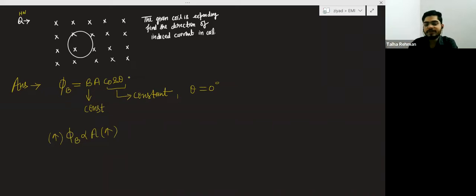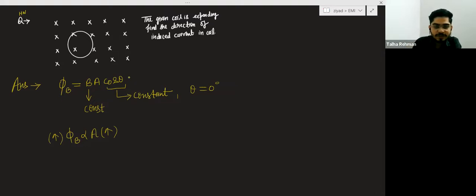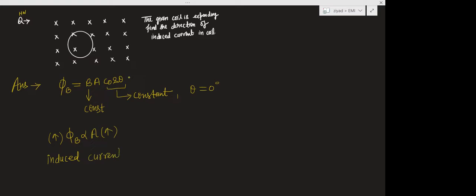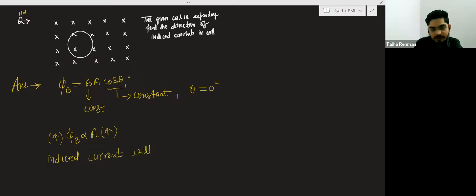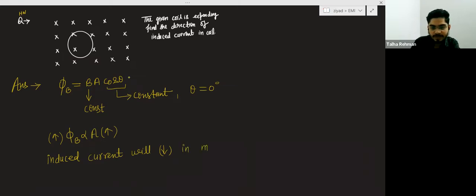We know that whenever the magnetic flux is increasing or decreasing, there is an induced EMF in the coil. So there will be an induced EMF and an induced current in the coil. Here the magnetic flux is increasing, so the induced current will try to decrease this magnetic flux, according to Lenz's law.